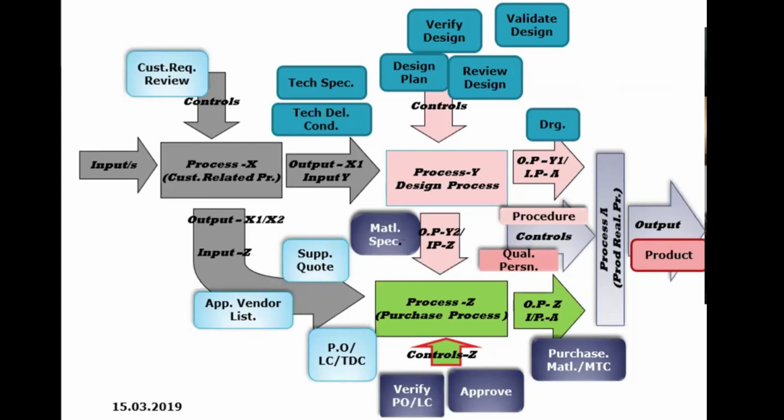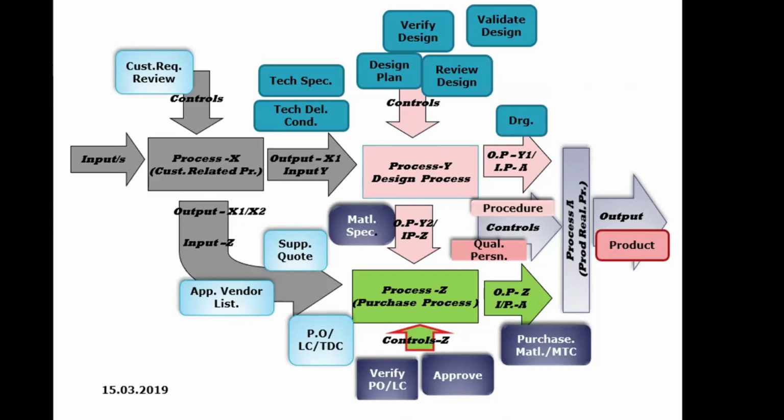Got the point? So each process is linked with each other to give the finished product. This is how we integrate different processes. Is this clear, my friends? This is how each process is linked with each other.